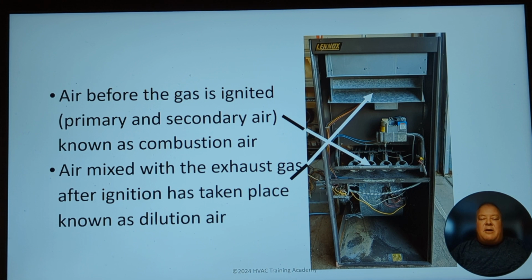The secondary air is the air inside the heat exchanger that surrounds the flame and completes the combustion process, and accounts for about two thirds of the air supply. The secondary is two thirds, and one third is primary. The other type of air you'll have in a natural draft piece of equipment is the dilution air, which assists in pushing the exhaust gas up through the venting system and out of the building itself.